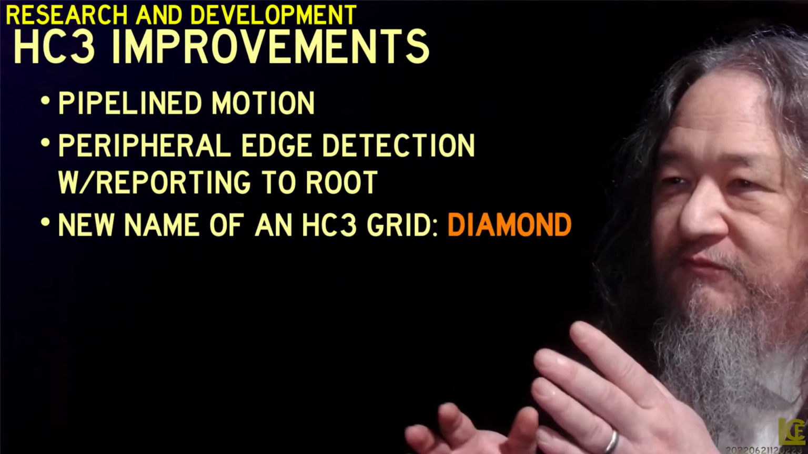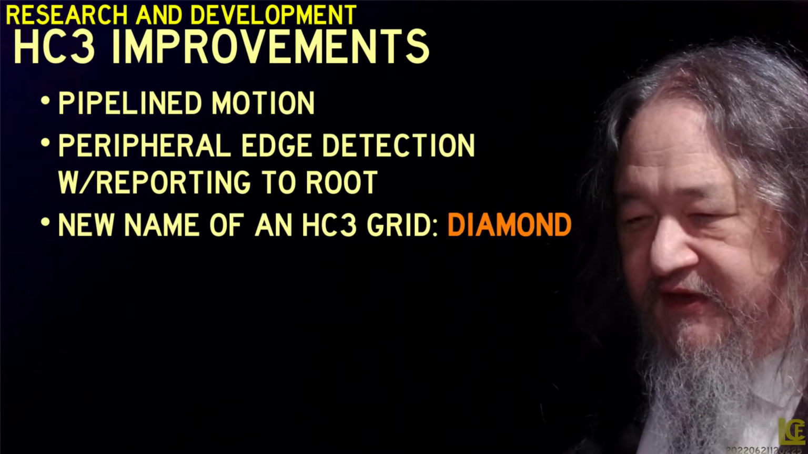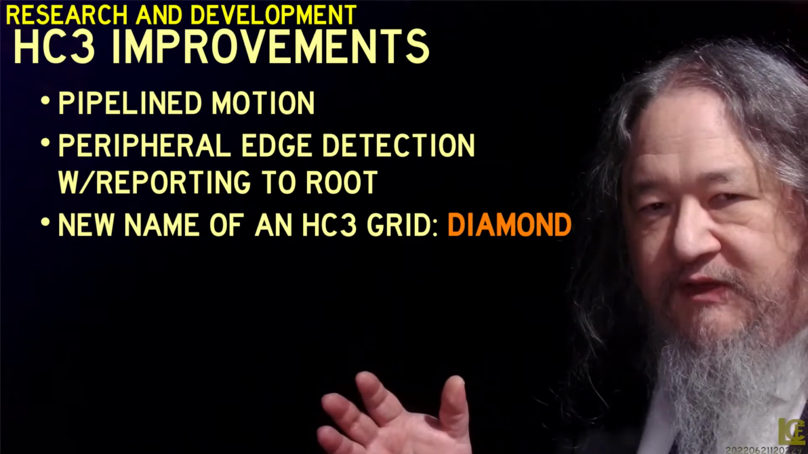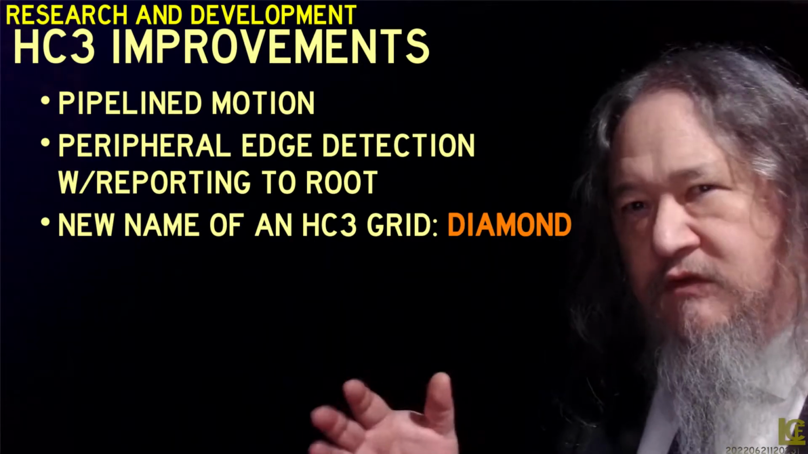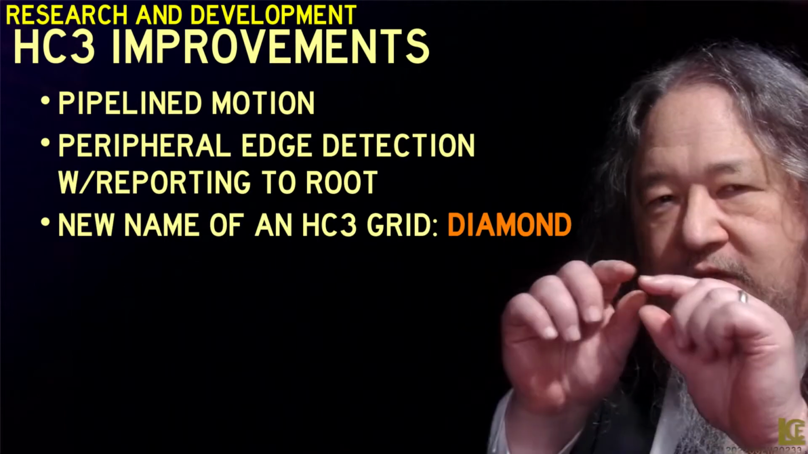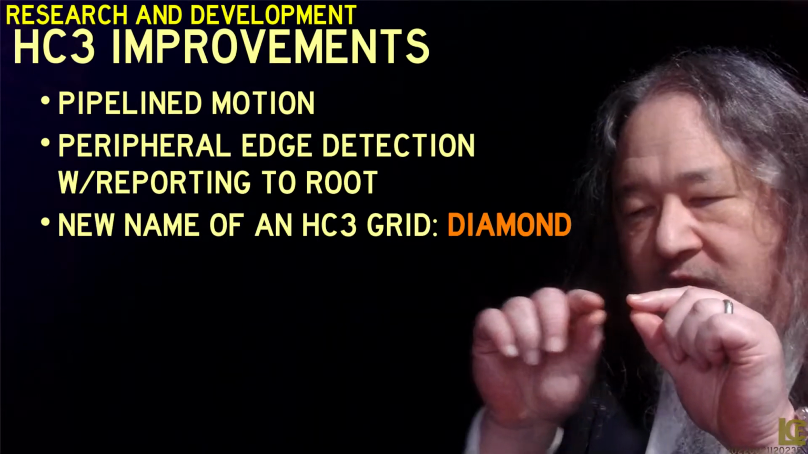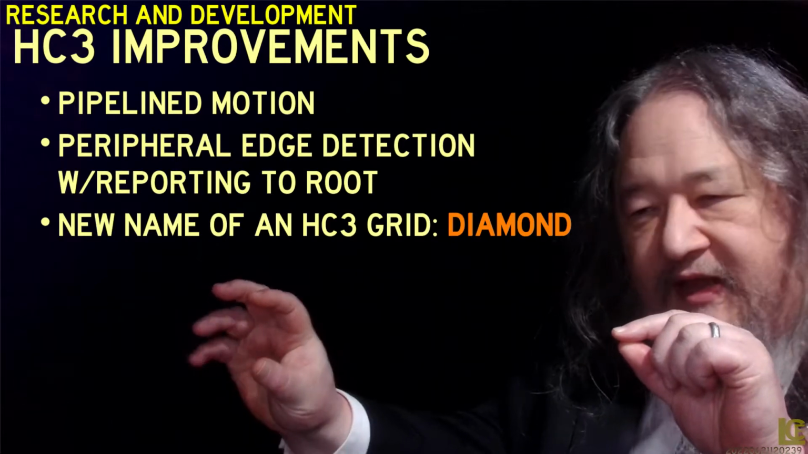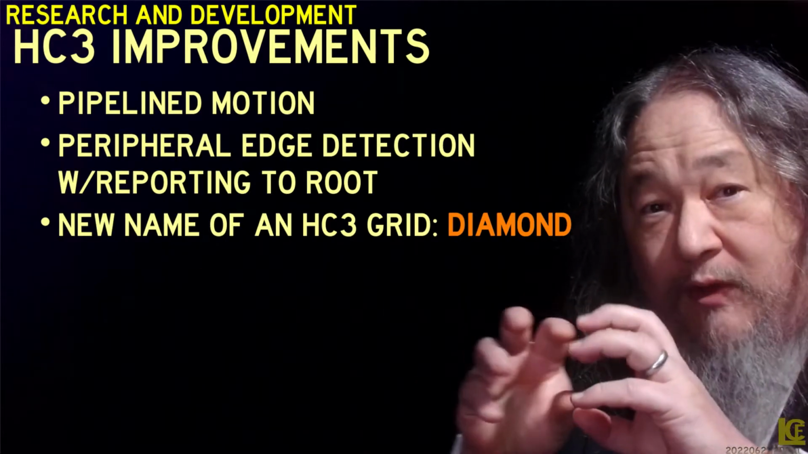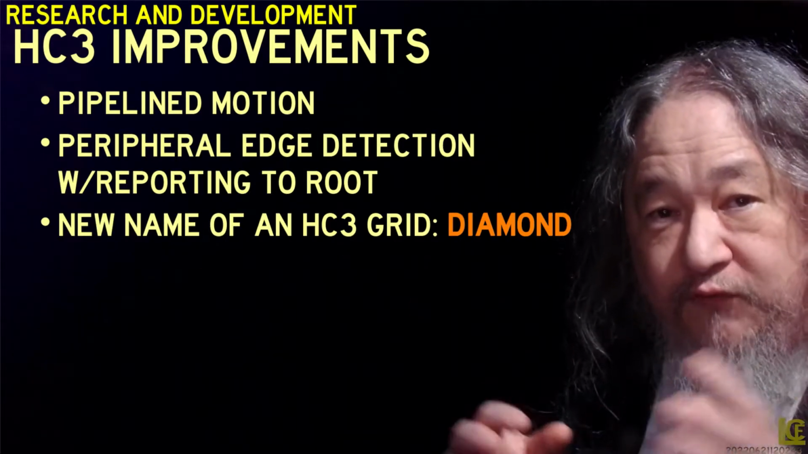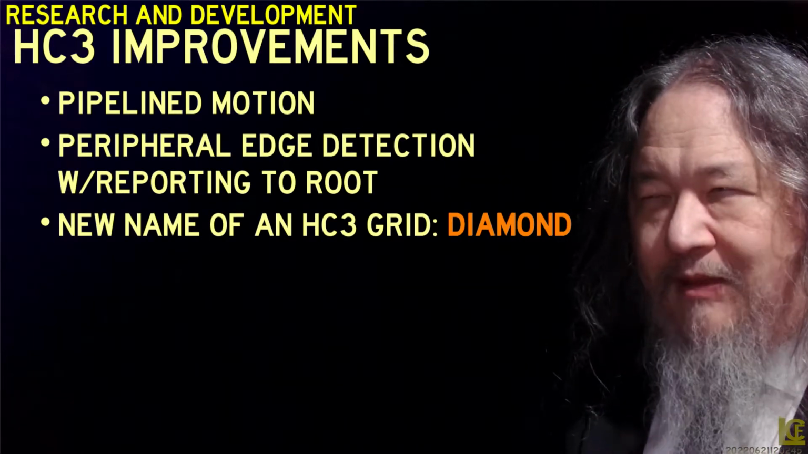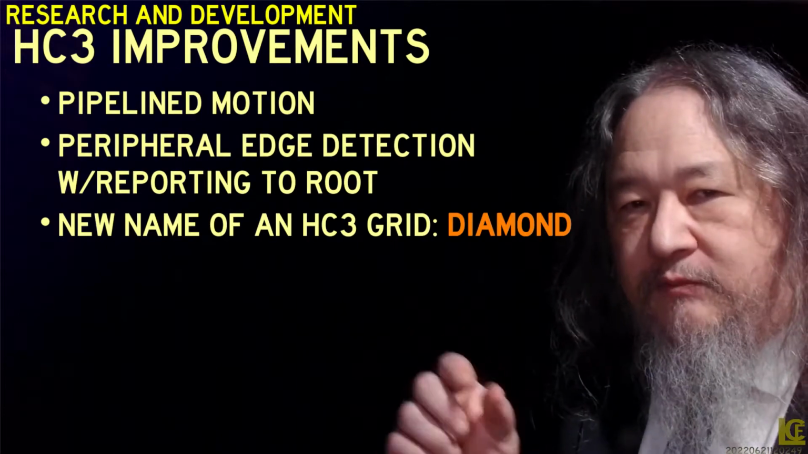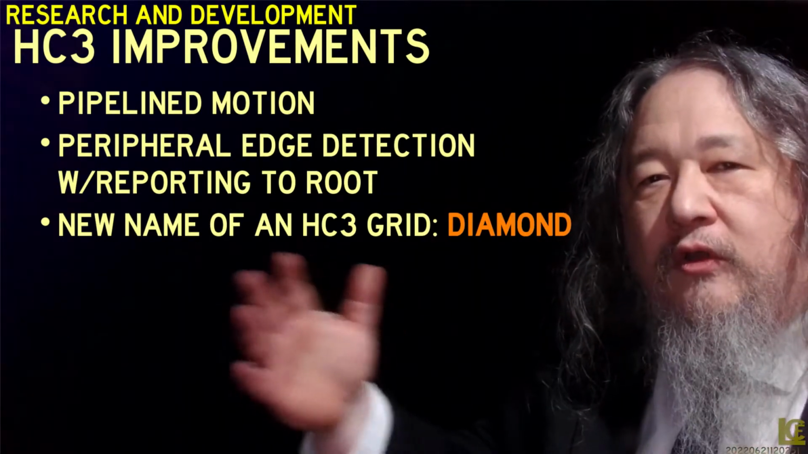All right, so the improvements this time, what we saw in the opening video, version 13. In HC3 version 12 that we saw last time, the root would issue a signal saying, I want to move west. And that would propagate all the way out to the periphery, and then the periphery would respond all the way back up saying, we've moved. And the root would not issue another motion command until that had gotten all the way to the periphery and all the way back.